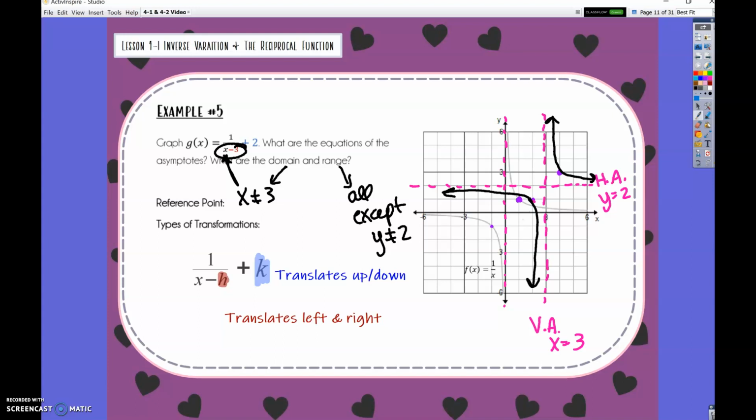But if you had asymptotes on the original 1 over x parent function, they're going to translate just like the points would.